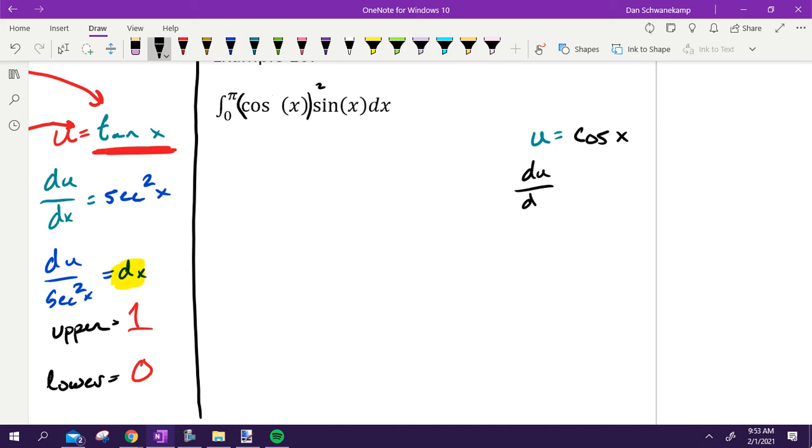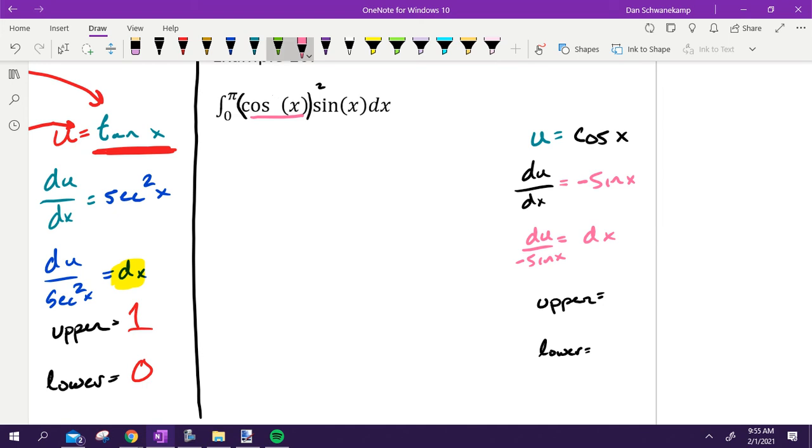Go ahead, find what dx is and find your new upper and lower bounds. Talk with your neighbor. Go. Here we go, du dx. Again, some of you were concerned that I made this my u. Well, the derivative of cosine is negative sine, which is weird, but negative is a constant, so it doesn't change anything when I go back to cancel. When I solve this, it's du over negative sine x equals dx.